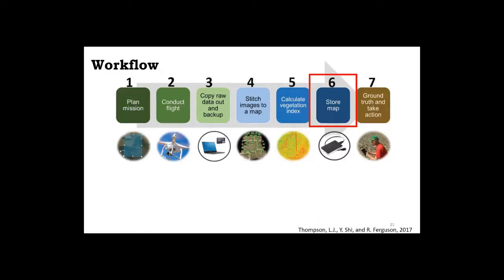So once we have our vegetation indices, the next step is to prepare the field map and store it for future reference so that we can take the field map with us when we are in the field. The last one, ground truth and take action. By observing the processed map, we can identify the areas of stress in the field. We can then go to the field, validate the findings, and make a decision accordingly.